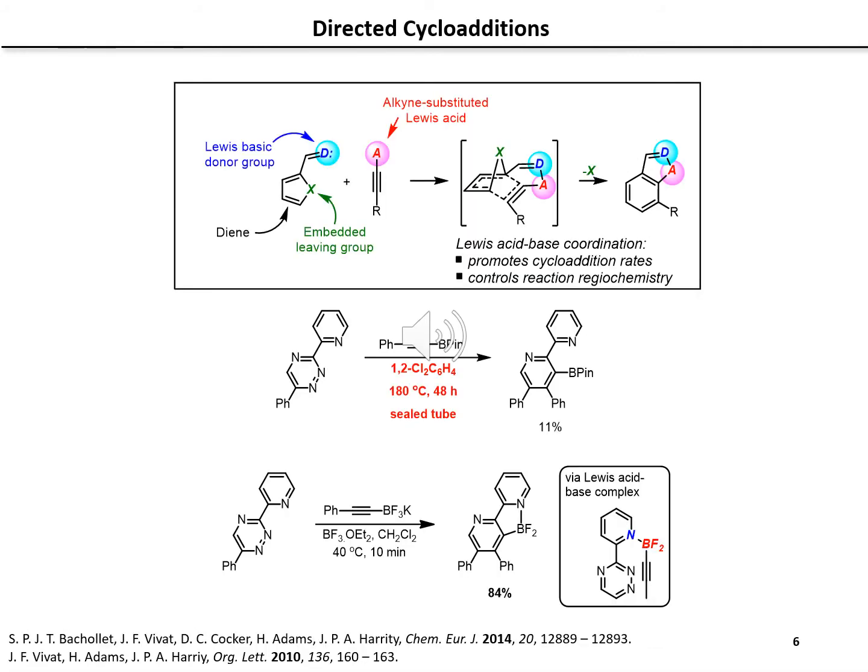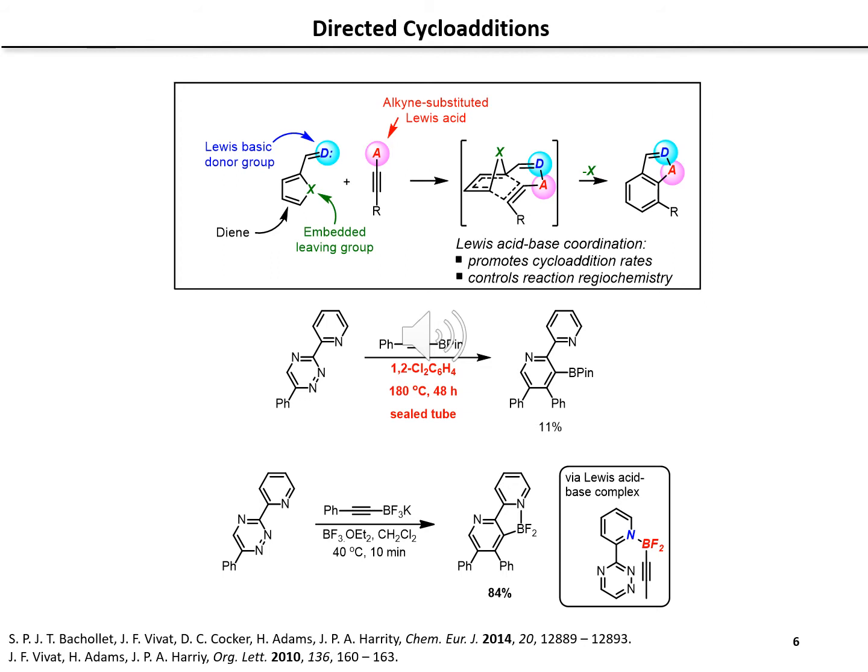Well, yes, it's possible. If, for example, you use a diene bearing a Lewis basic donor group with a dienophile, here an alkyne bearing a Lewis acid, the coordination between the base and acid can promote the cycloaddition rate and control the regiochemistry. Here, for example, we have the triazine reacting with an alkyne bearing a boron group, and after 2 days of reaction at 180 degrees in a sealed tube, we can obtain the cycloaddition compound but in 11% yield.